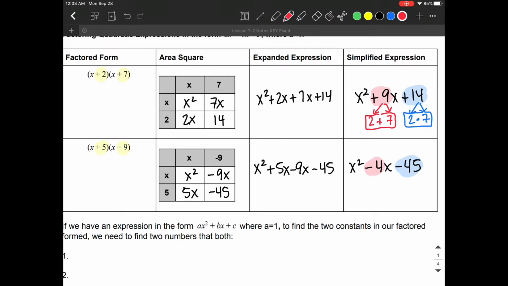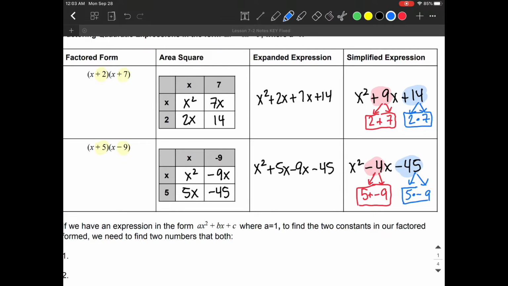What about in my second example? Now the unique numbers that I have are 5 and negative 9. So is there something I can do with 5 and negative 9 to get negative 4? Yes, there is. I can add them together. And then is there something unique I can do with 5 and negative 9 to get negative 45?